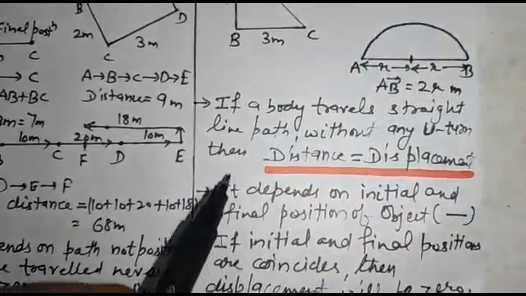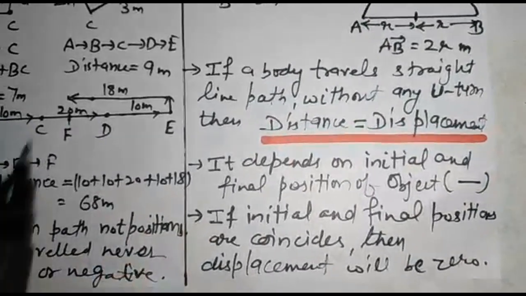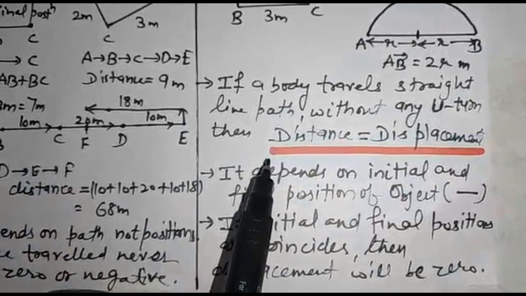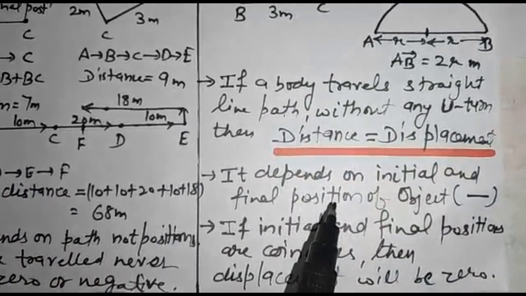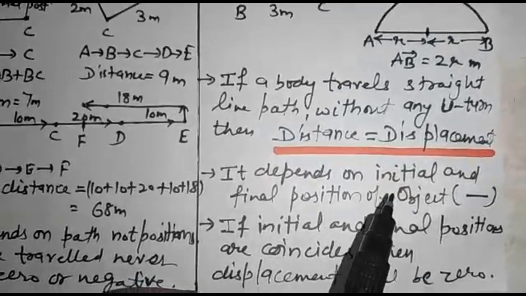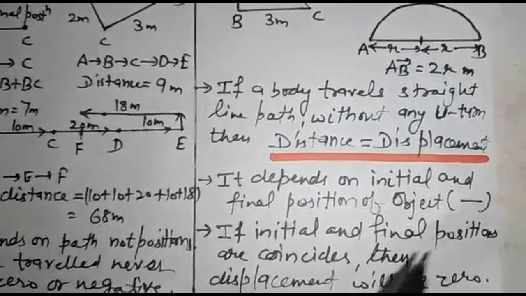Now let us discuss some properties of displacement also. Displacement does not depend on the path, it depends on the initial and final position of the object, and that must be a straight line path.